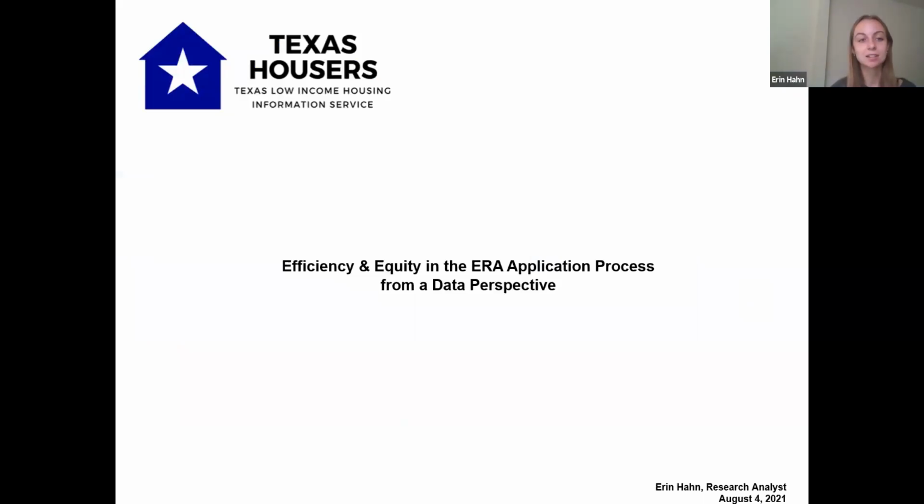My name is Aaron Hahn, and I am a research analyst with Texas Housers, a Texas-based nonprofit that advocates for policies and programs that help keep low-income Texans housed. In terms of projects related to the COVID-19 pandemic, Texas Housers tracks the progress of ERA programs across the state and evaluates their ability to prevent evictions based on quantitative data that we obtain from programs directly, as well as qualitative data that we gather from observations made in our Harris County Eviction Court Watch program.